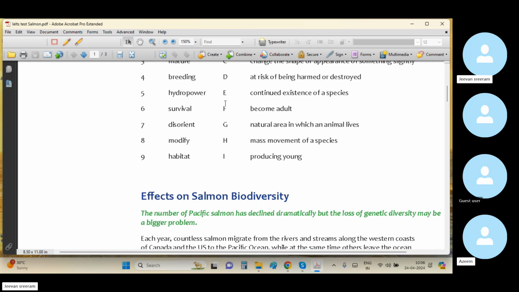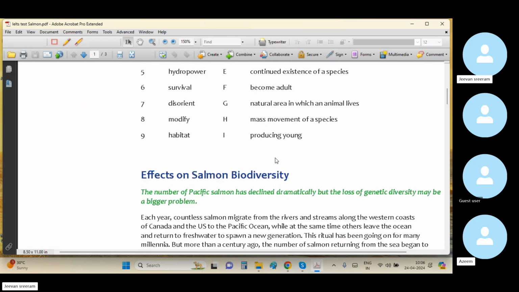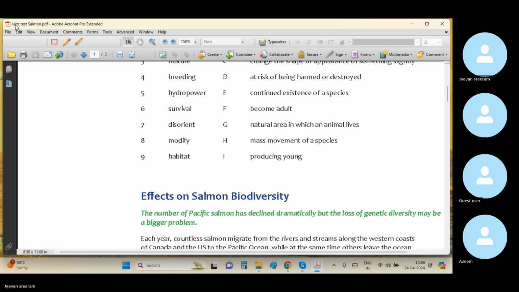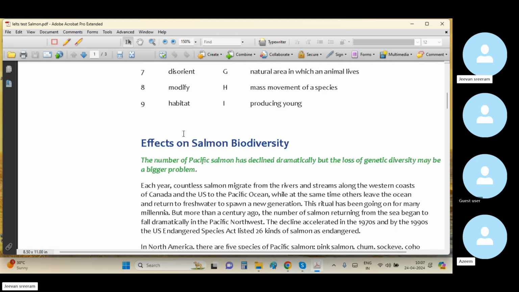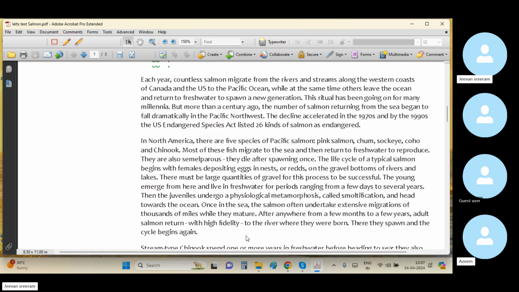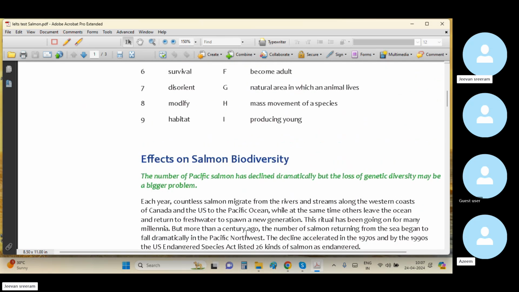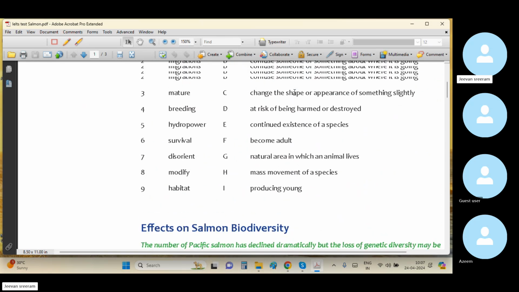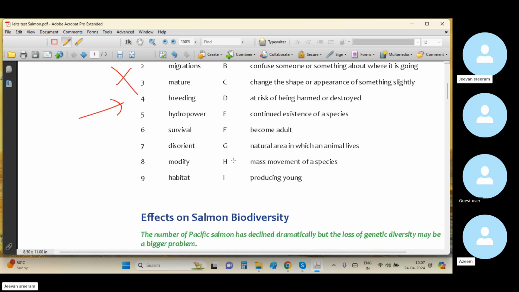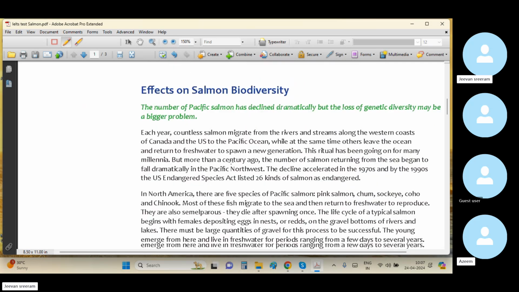Yeah, this one. Okay, effects on salmon biodiversity. IELTS test salmon. That's what I have shared with you. So these are not questions. You can just revise the basic vocabulary by this. Okay, this is not an IELTS question, but just to check your vocabulary yourselves.